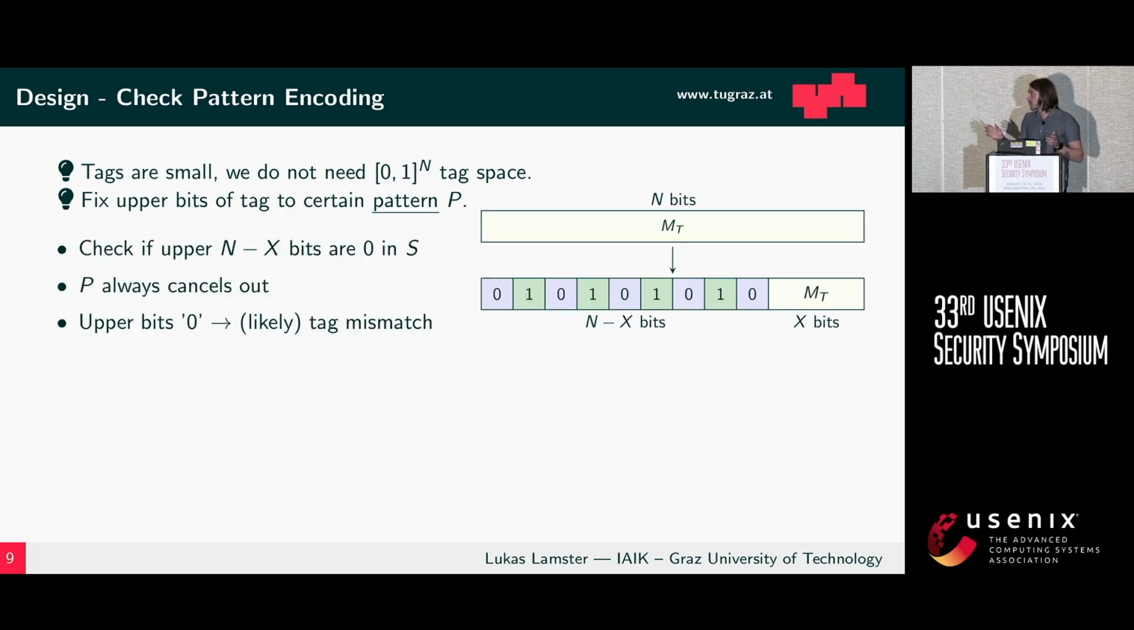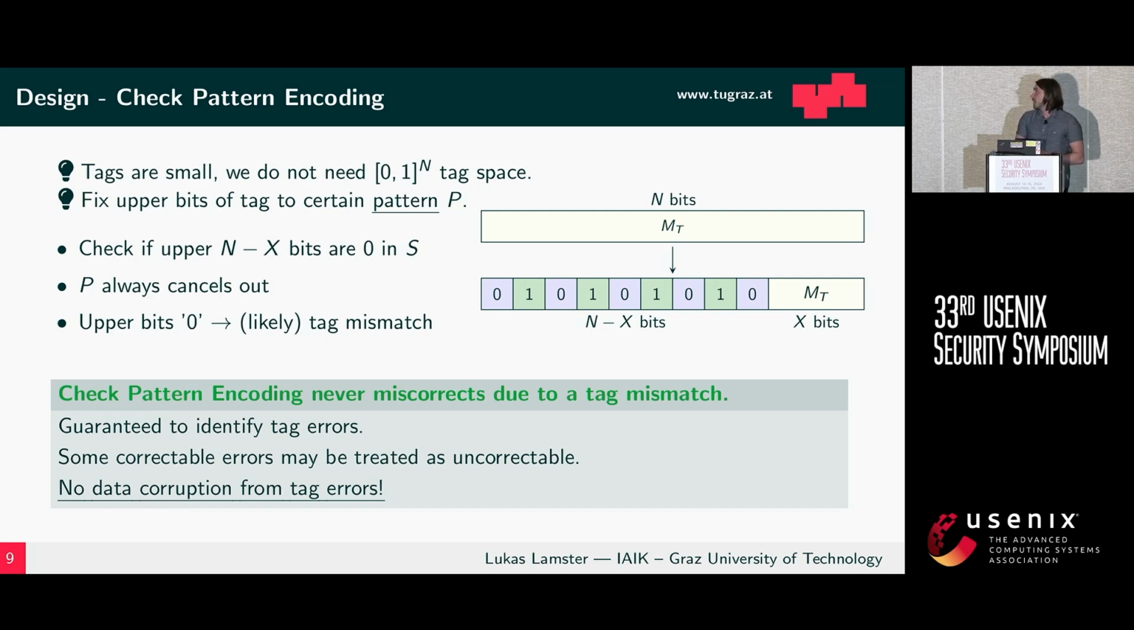That can be all zeros, all ones, your favorite number, your lotto numbers, it does not matter, as long as it's always the same pattern. Because what we get then when we compute a tag difference is an error where all the upper bits are always 0. And when we see such an error, we can say, okay, this is most likely a tag mismatch.